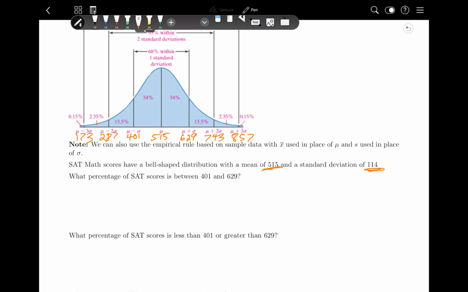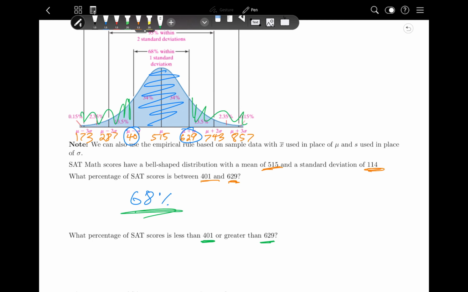So like, for example, what percentage of SAT scores are between 401 and 629? So we can see here's 401, here's 629. So between those would be all of this, and that's 68% of the data. What percentage of SAT scores are less than 401 or greater than 629? So we're starting in the same spot again, but now we want to be less than that, so that's over here, or greater than that, so that's out here. So that's everything outside of the part we just found. Well, how much is there total? Well, there's 100% total. So if I'm doing everything except this, that'd be 100 minus 68%, which would be 32%. Okay, and that's the idea.